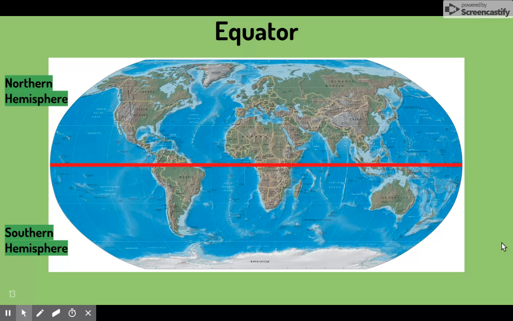So it's time for a quick review. Is the equator a line of longitude or latitude? I'll give you a few seconds to think that over, and if you need more time, feel free to pause the video. The equator is indeed a line of latitude.